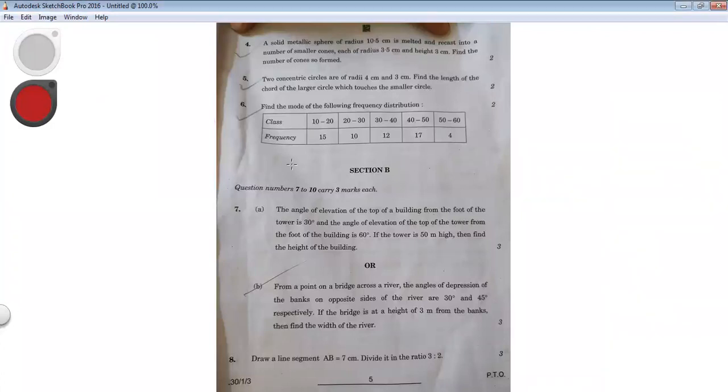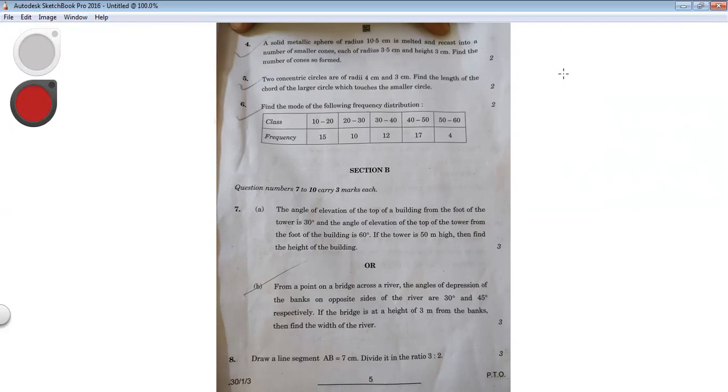So now the fourth problem is: a solid metallic sphere of radius 10.5 centimeter is melted and recast into a number of smaller cones, each of radius 3.5 centimeter and height 3 centimeter. Find the number of cones so formed. All right, very good. We know that in such kind of cases, the volumes are going to remain the same, right?